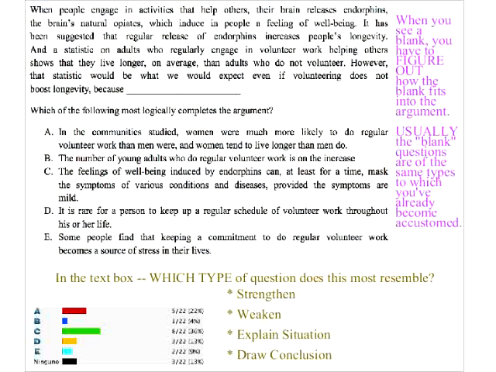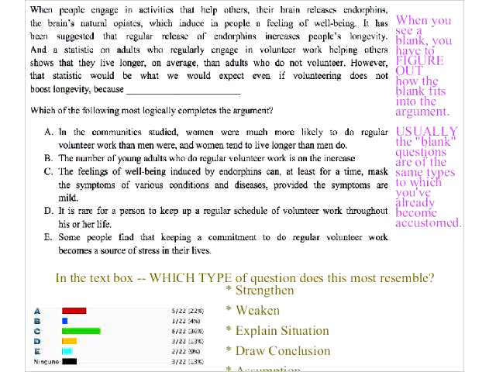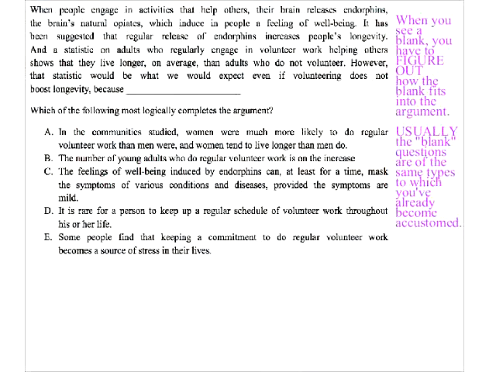Which type is this? I mean, it does involve cause and effect, but cause and effect is not a question type. It's a situation that you might see in a question type, but it's not actually a question type. So a few people say weaken, a few people say draw a conclusion, a few people say it looks like explain a situation or something like that. Well, let's talk about it.